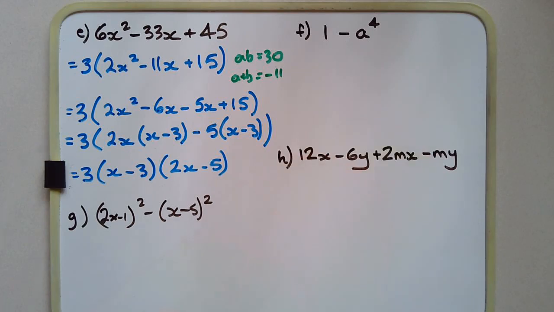All right, let's have a look at part F. 1 minus a to the power of 4. Now again, on the surface, it doesn't look like anything. We can't take out a common factor. It doesn't look like a difference of two squares. Doesn't look quadratic, doesn't look anything, right?